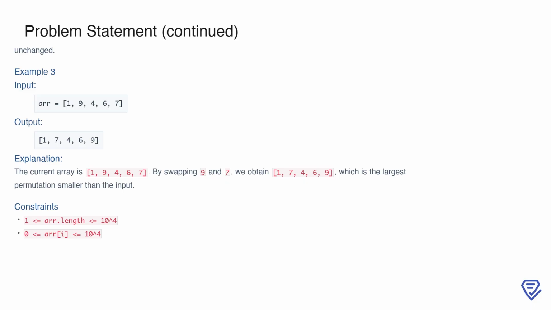Finally, let's review the constraints. The length of the array can range from 1 to 10,000, and each element in the array can have a value between 0 and 10,000. These constraints ensure you handle a wide range of input sizes and values efficiently.